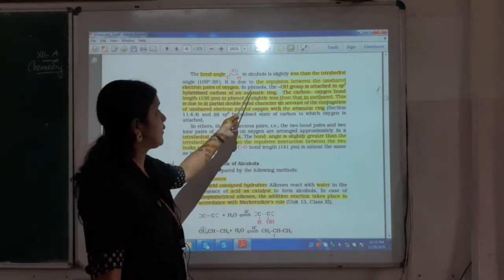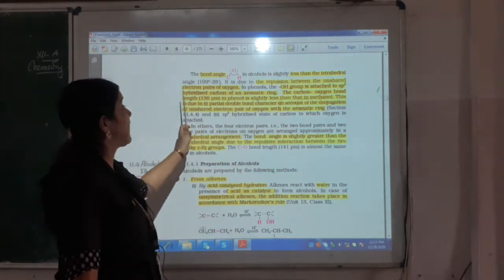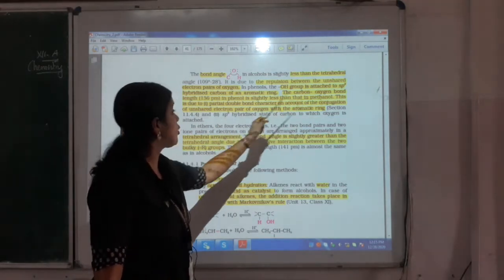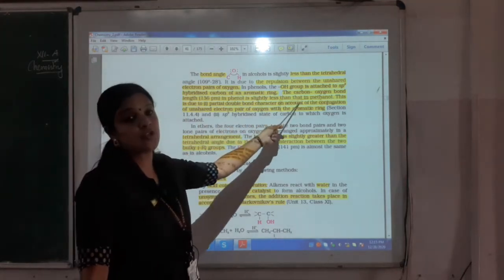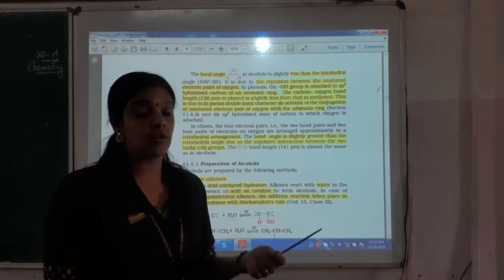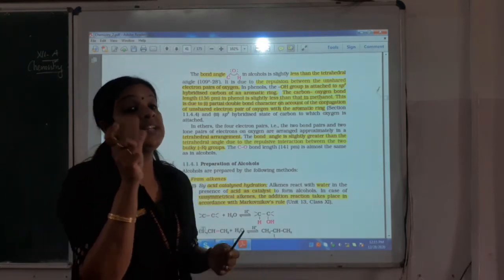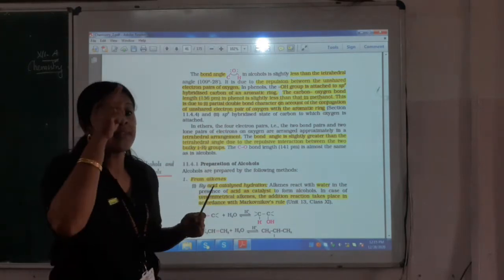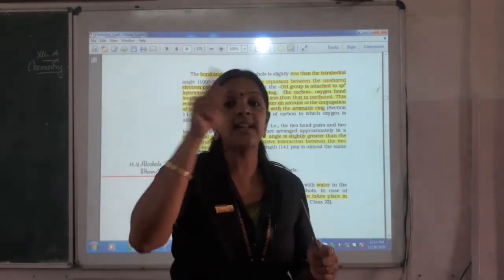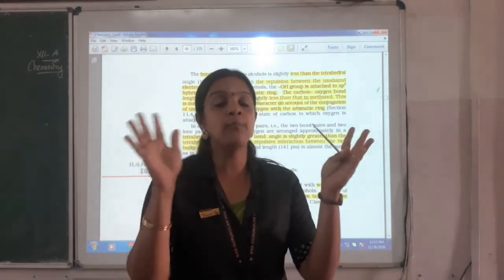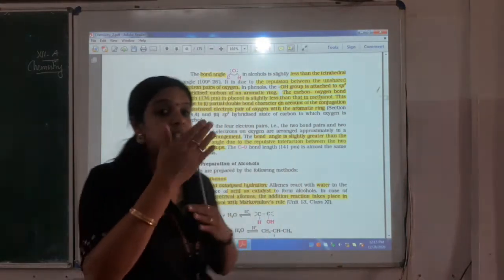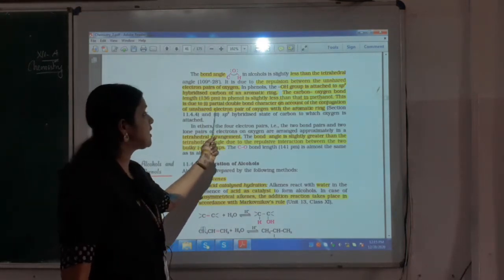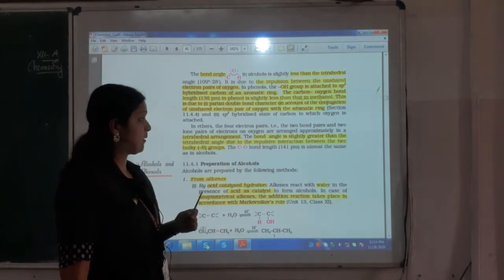But what is the case in phenol? The OH group is attached to an sp2 hybridized carbon atom of an aromatic ring. The carbon oxygen bond is shorter than that of methanol. Compared to alcohol, the carbon oxygen bond is actually shorter in phenol due to the partial double bond character. You know, I have shown you in 11th standard that the double bond can move. You can write both the resonance structures of benzene. So there is a conjugation of the double bond electrons and the unshared electron pair of the oxygen with the aromatic ring.